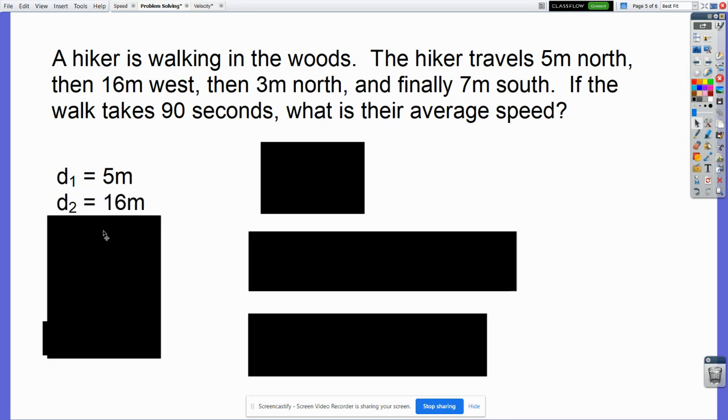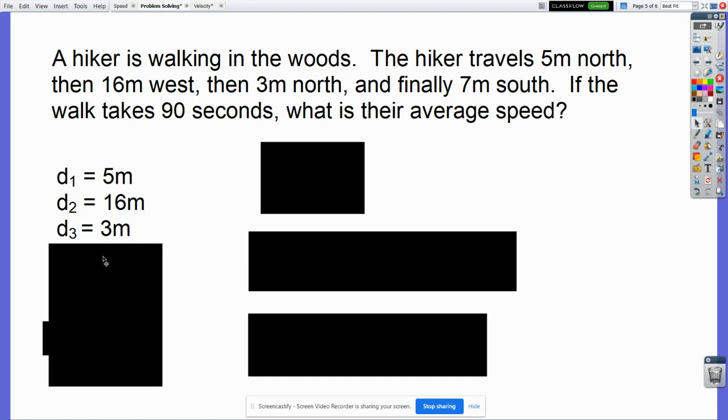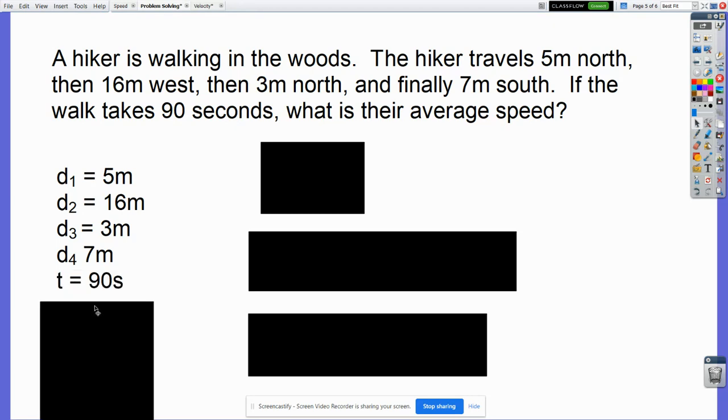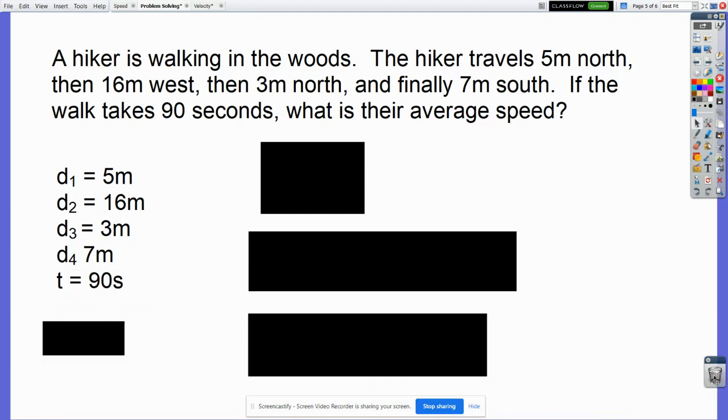16 meters west, that's going to be another distance. That's D2. 3 meters north, that's going to be another distance. And 7 meters south, that's going to be a fourth and final distance in this one. So I have 4 distances that I'm given in that particular question. The 90 seconds is time. So I have a t there as well. So I have 4 distances and I have a time.